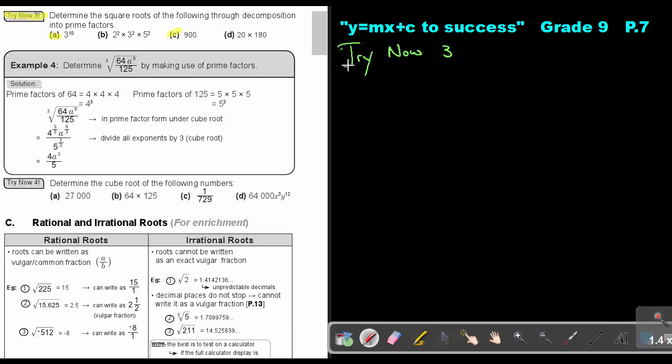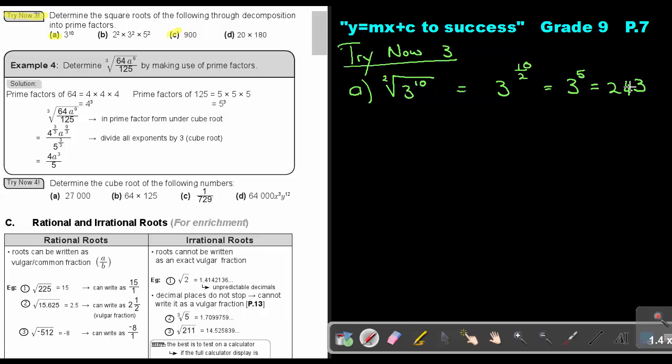Try now 3. Okay, so if we start with number A, if I say determine the square root of the following through decomposition into prime factors. Now this is already in index form. So we just go the square root of 3 to the power 10, and then all that we can do to get it out of that root, remember there's a 2, so then it will be 10 divided by 2, and the answer will be 3 to the power of 5, and if we work it out on the calculator, we will get 243.